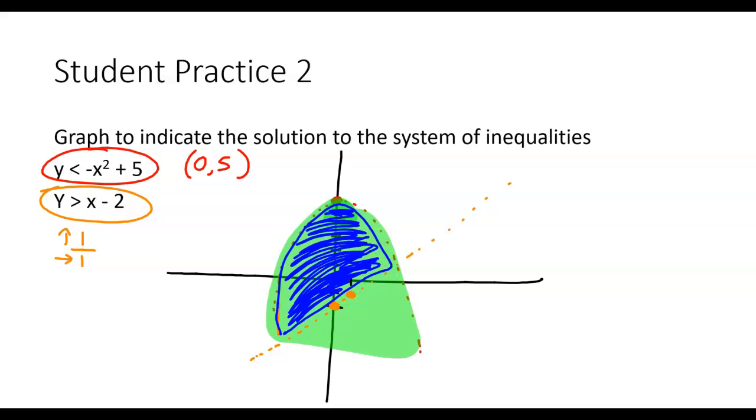So there's the solution of the system. So any point from this area would be a solution to these systems of equations. You could plug it in. It should work for both. And that's basically the gist of it. Okay? And that's it for today.